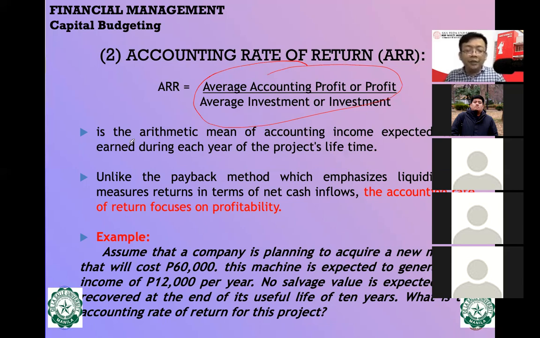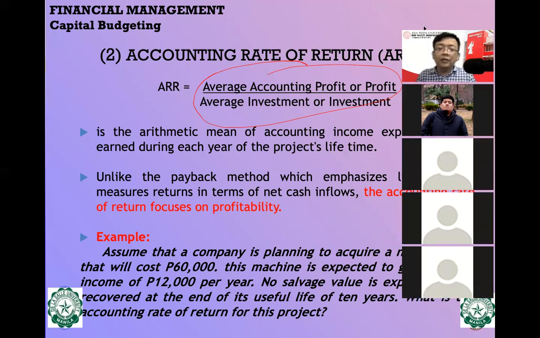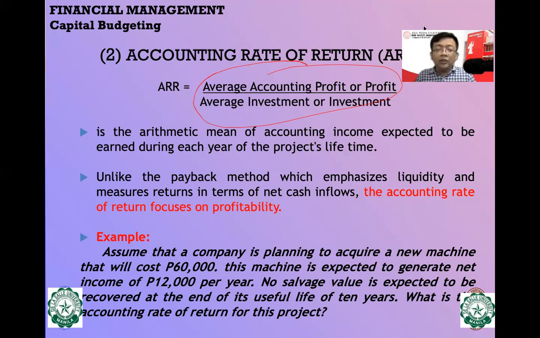Assume that the company is planning to acquire a new machine that will cost 60,000 pesos. This machine is expected to generate net income of 12,000 per year. No salvage value expected to be recovered at the end of the useful life. What is the accounting rate of return? Magkano yung accounting rate of return dito? Of course, planning to acquire machine of 60. Magkano yung net income? 12,000.